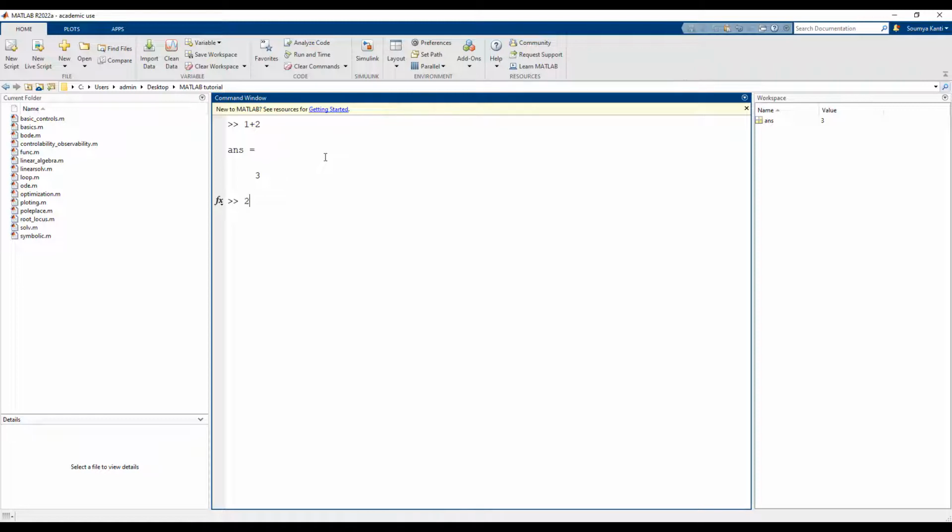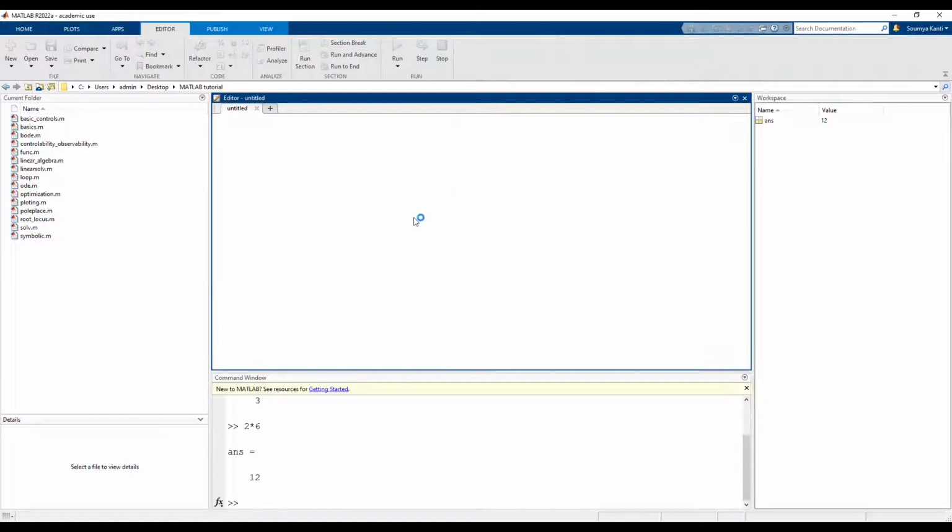I can multiply two numbers, but it's not very good practice to use the command window, as you have to type everything every time you want to get the results. So it's better to write it in a file. To do that, you click this new script button and this editor window opens up. Here you can do the same things, suppose I want 1 plus 2, and then to execute this file, you need to press this run button, or you can press F5.